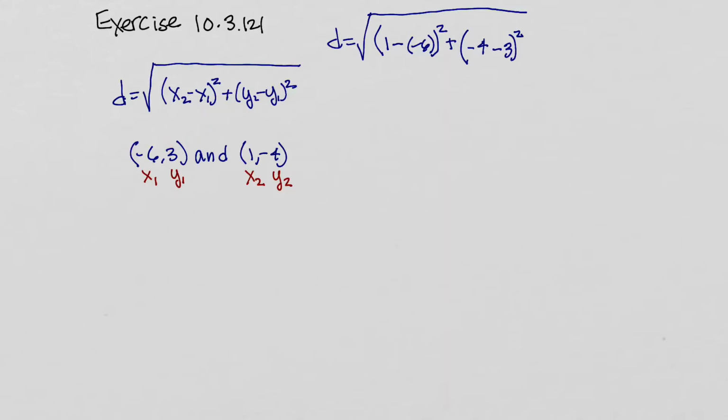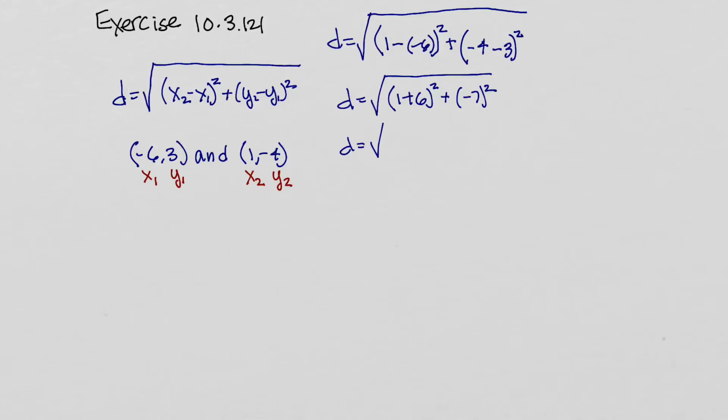Now, just to note, if I was reading right to left, I could do the second y minus the first y would be 3 minus -4, but I square it, so it comes out the same number. So let's compute here. We're going to get d is equal to the square root of 1 plus 6 squared, plus, this will be a -7 squared.